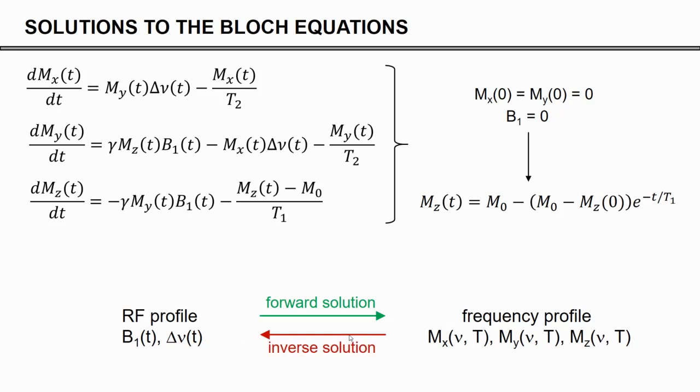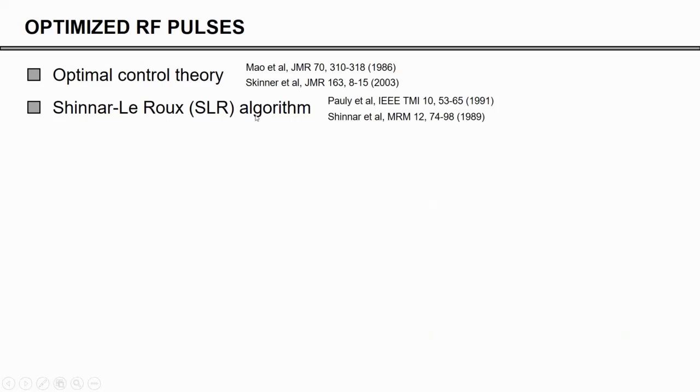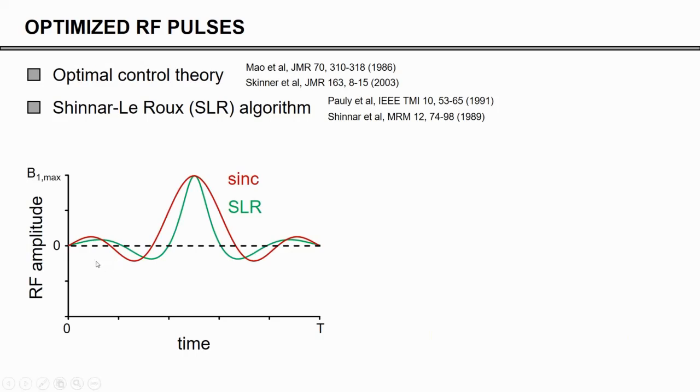Fortunately, there are a number of algorithms that achieve this inverse solution. They are outside the scope of this video, but I can tell you that optimal control theory and the Shinnar-Le Roux algorithm are both highly successful algorithms to achieve just that. Just to show you the result of that, the red one is again the sinc function that was described and optimized by the Fourier transformation, and the green function is now optimized using the SLR algorithm.